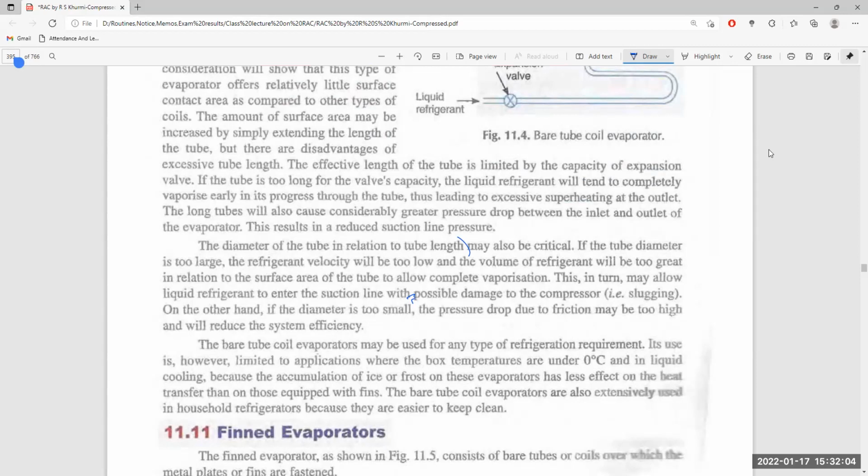On the other hand, if the diameter is too small, the pressure drop due to friction will be too high and it results in loss of system efficiency. The bare tube coil evaporator can be used for any type of process. It is used, however, mostly in applications where the box temperatures are under 0 degrees centigrade and in liquid cooling, because the accumulation of ice or frost on the evaporator has less effect on the heat transfer than on those equipped with fins. The bare tube coil evaporator is also extensively used in household refrigerators because it is easier to keep clean.